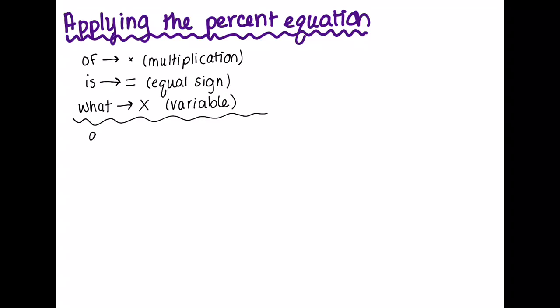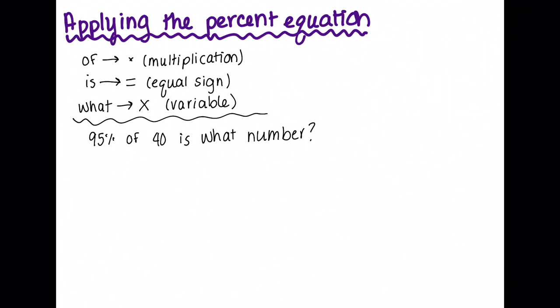If I say that 95% of 40 is what number? I literally can translate this directly. The important thing to know is that you need to change any percentages into decimals. So instead of 95%, I would write this as 0.95.